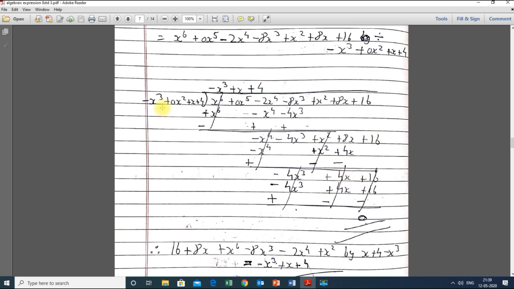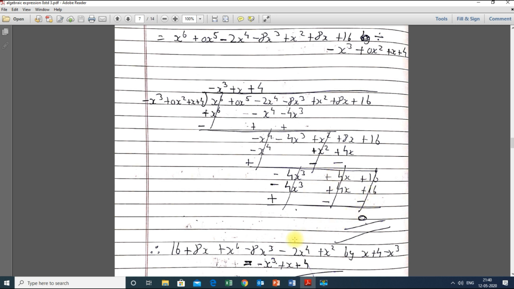Now what will I multiply with minus x cube to get minus 4x cube? I will multiply with 4. So minus x into plus 4 is minus 4x cube. So I get minus 4x cube. Plus x into plus 4, so plus 4x. Plus 4 into plus 4 is plus 16. Now minus will change to plus, plus will change to minus, and plus will change to minus. Then all the terms will get cancelled, and the remainder will be 0.